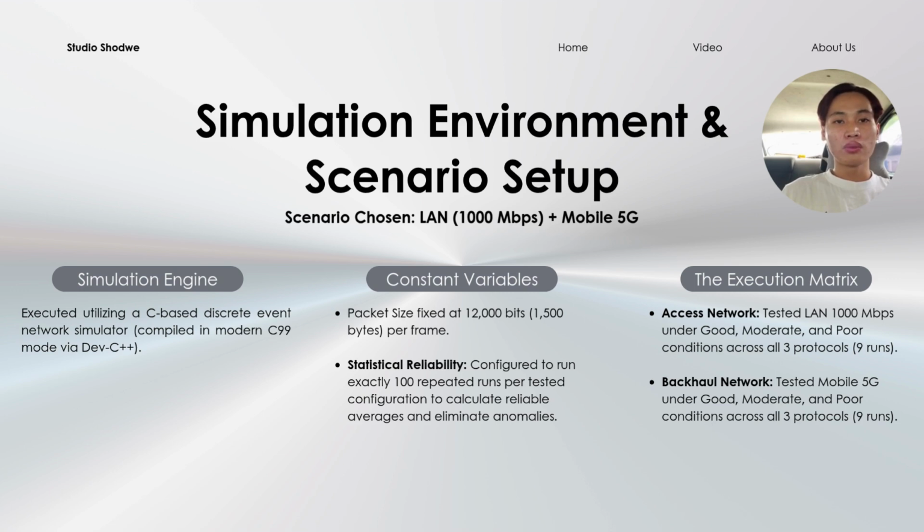This covers both network scenarios, 3 network quality conditions: good, moderate, and poor, and all 3 ARQ protocols: Stop-and-Wait, Go-Back-N, and Selective Repeat. To eliminate statistical anomalies and ensure high data reliability, each unique network and parameter arrangement was configured to run exactly 100 times.